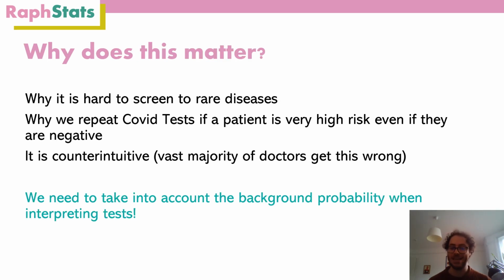As you can see, perhaps our instincts about how commonly people who test positive have the disease are not always right. And why does this matter? Well, in real life, it's why it's really hard to screen for rare diseases. With 1 in 100, even a really good test with really good metrics, your positive test isn't actually going to mean that much. So it's tough to screen for rare diseases. It's also why we repeat COVID tests if a patient is very high risk, even if they're negative. We'll talk about that a little bit later in the lecture. It's counterintuitive, so our instincts about how that works are wrong. Basically the reason for that is we need to take into account the background probability when interpreting tests.